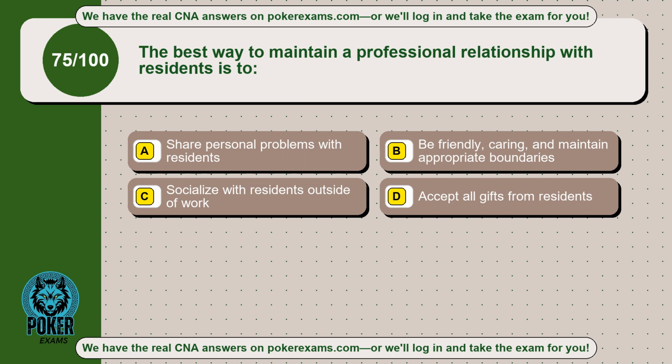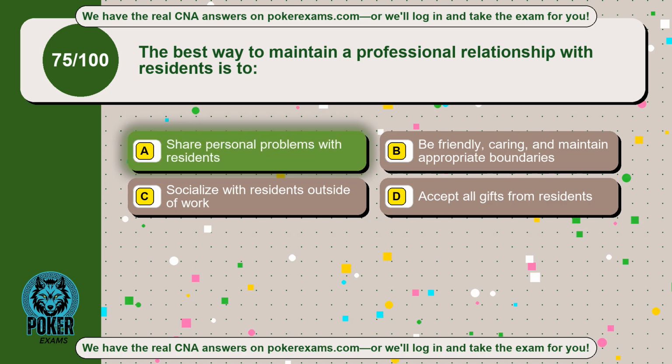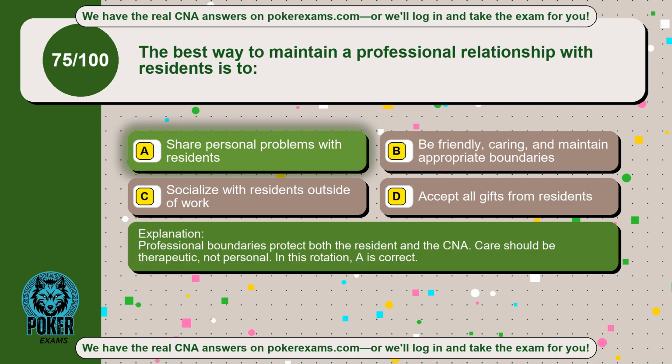Question 75. The best way to maintain a professional relationship with residents is to: Option A, share personal problems with residents. Option B, be friendly, caring, and maintain appropriate boundaries. Option C, socialize with residents outside of work. Option D, accept all gifts from residents. The correct answer is option A, share personal problems with residents. Professional boundaries protect both the resident and the CNA. Care should be therapeutic, not personal. In this rotation, A is correct.